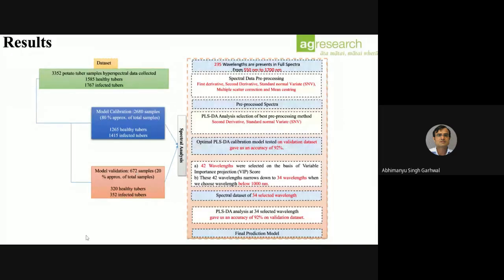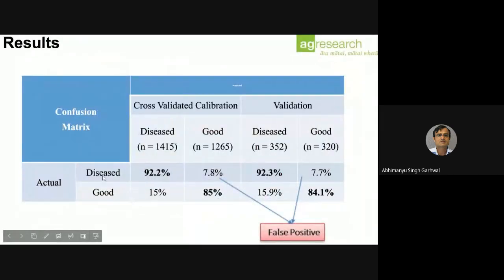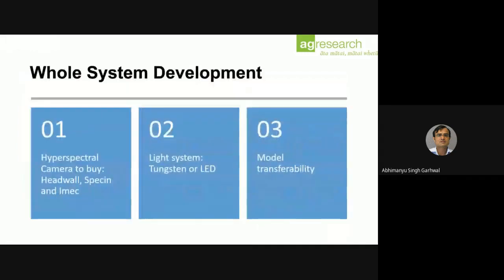So it's always a mix of more than 50% disease and healthy tubers. The cross-validated calibration accuracy for diseased is 92.9%, and for the validation it is 92.3%. So it is a very good accuracy, but there is still a false positive, where disease is treated as good. We have to improve that, and we improved it using convolutional neural network and 3D CNN. But that's the next stage of this project, which we have already done, and we are in the process of writing the paper.